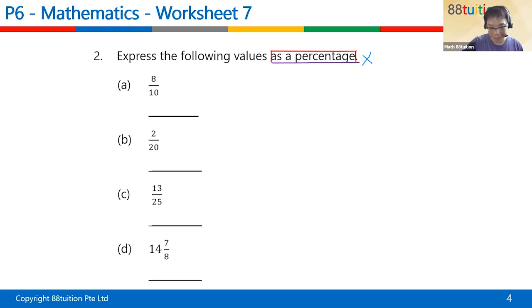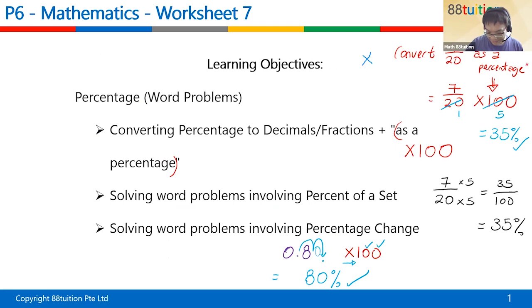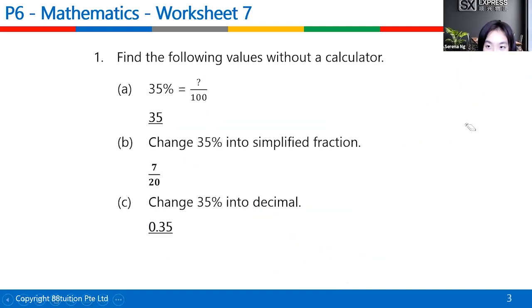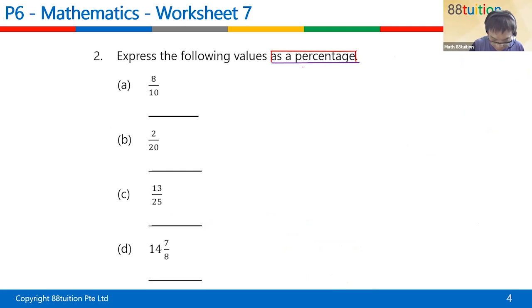Never mind, I'll show you. You see down here? When you see the words "as a percentage", what must you do? Times 100. Very smart. All right. When you see the words "as a percentage", you just have to times 100.